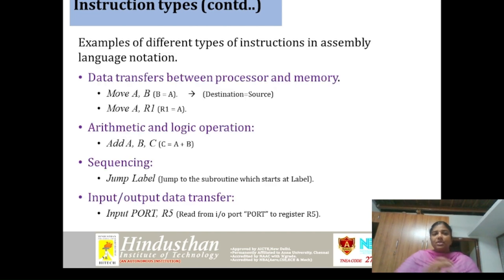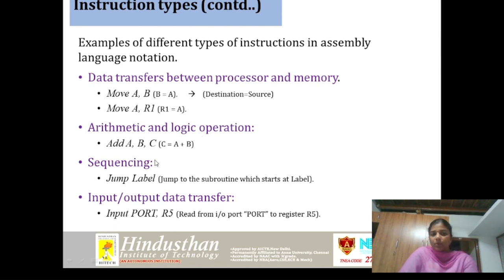So, examples for these steps. First, what we have seen is a data transfer. For this example, this is the instruction: move A comma B, or move A comma R1. So data transfer is happening. The value of A is moving into B, and in this one the value of A is moving into R1. So this is a data transfer. And next is the ALU. For this example, add. The add instruction acts as an arithmetic operation. So adding A, B and C, and the result will be stored in C. This instruction is an example of the ALU operation.